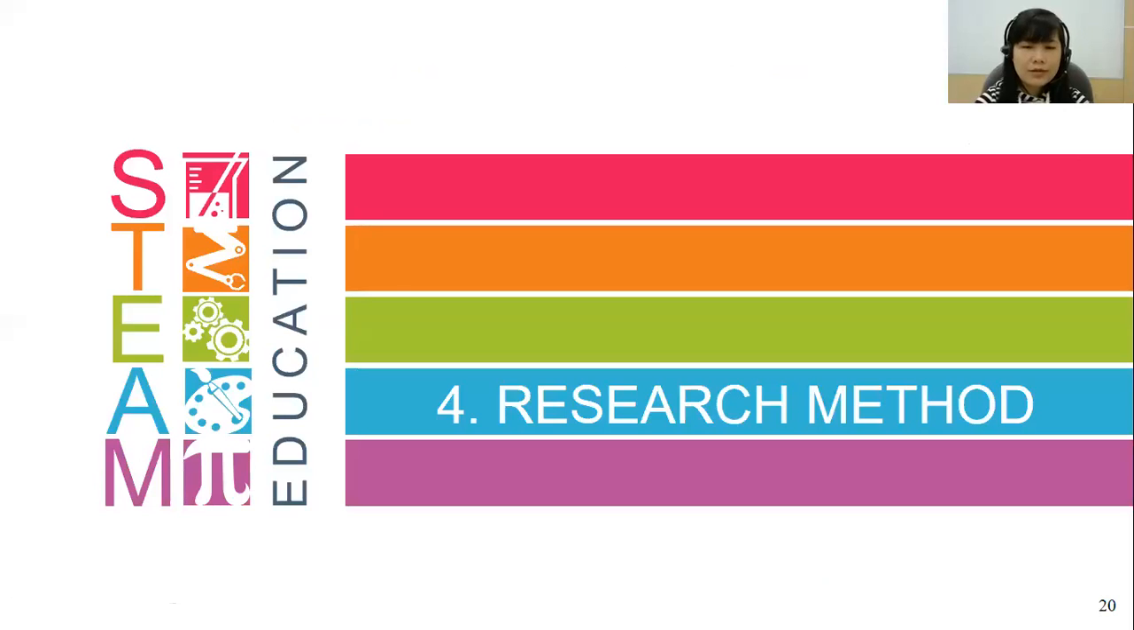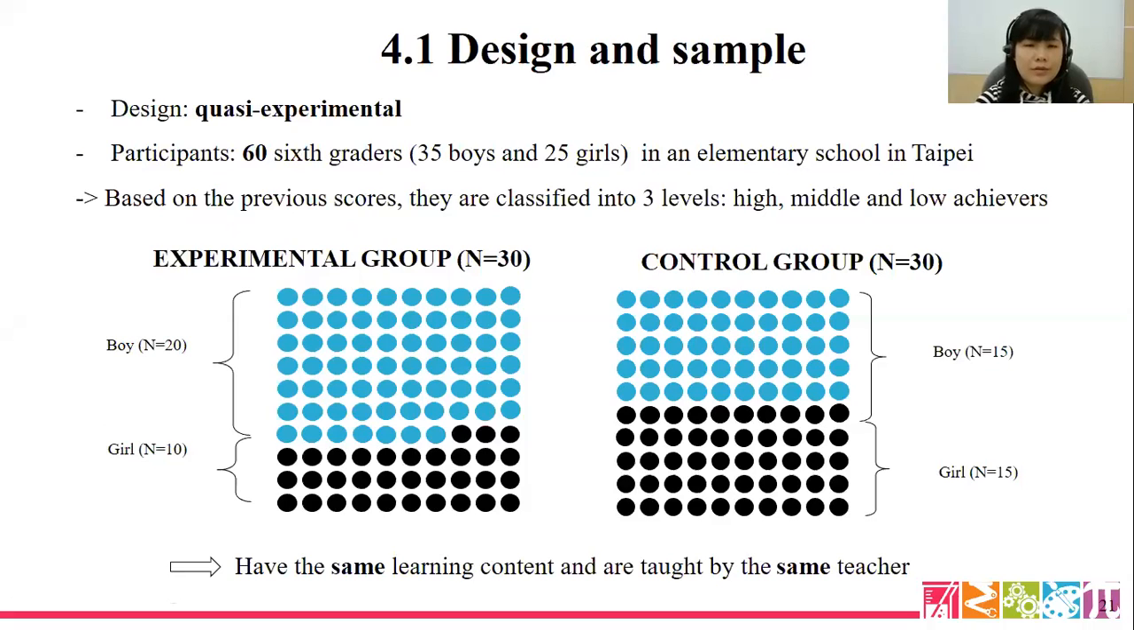The next part I want to introduce is the research method. So I want to introduce the design and sampling. In this study, we use a quasi-experimental design. There are 66 graded students, including 35 boys and 25 girls, in an elementary school in Taipei participating in this study. Based on their scores, the students are classified into three levels: high, middle, and low achievers. There are 30 students in the experimental group, while the control group has 30 students. These students had the same learning content and were taught by the same teacher.